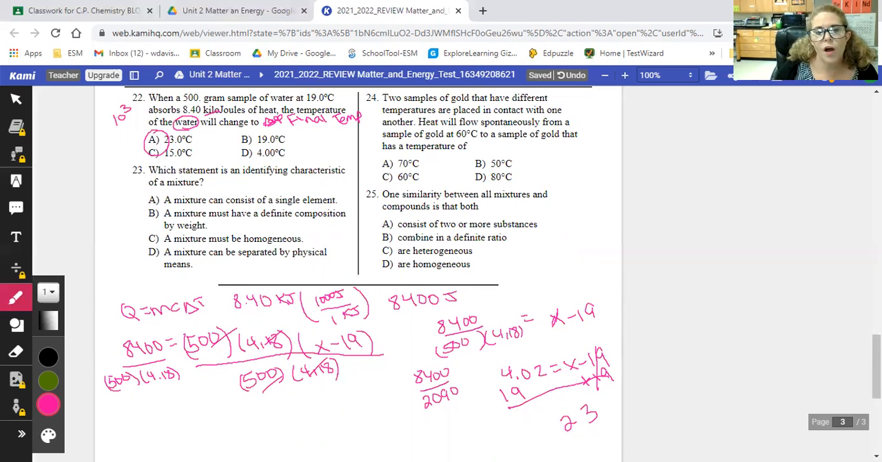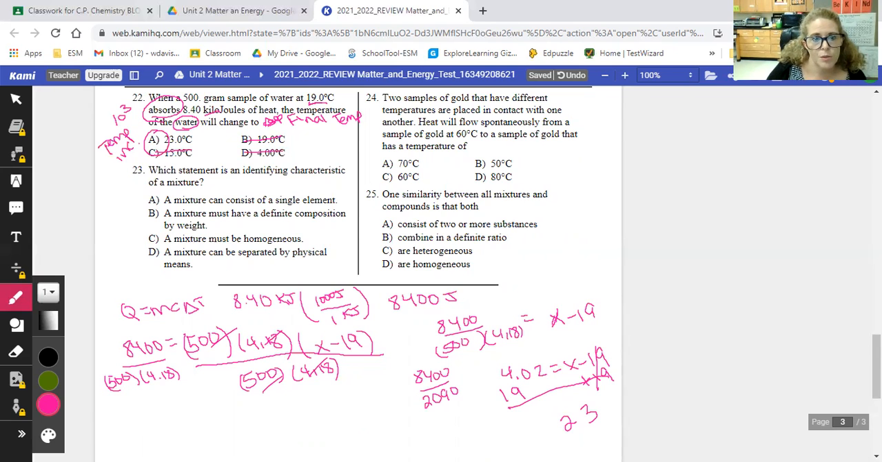Okay, so also let's think about it using logic instead of math, right? So if I have a sample, it's at 19 degrees and it absorbs heat, okay? That means the temperature should go up. Your temperature should increase. If I start at 19 degrees, it's not going to stay at 19 degrees. The temperature is not going to go down. So can you solve this question without using math? In this case, you could, just by knowing that absorbing means the temperature is going to go up.